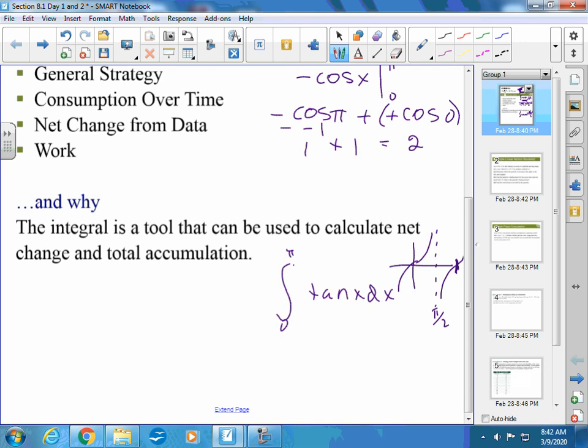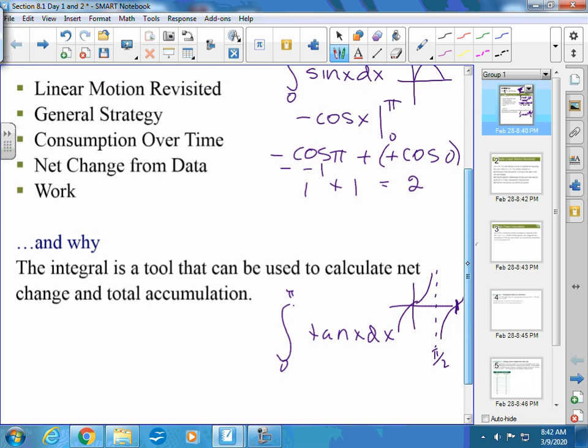We said we don't know an antiderivative of tangent. So that's what chapter 7 was all about. What if you don't know the antiderivative of something? What can you do? Well, you could rewrite it as sine over cosine. And then we learned substitution, and we learned integration by parts for anything that we didn't know an antiderivative for.